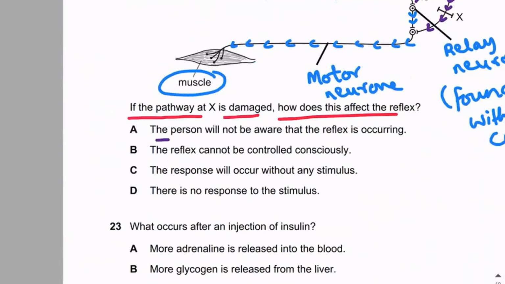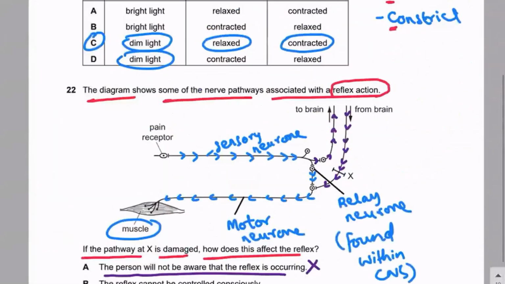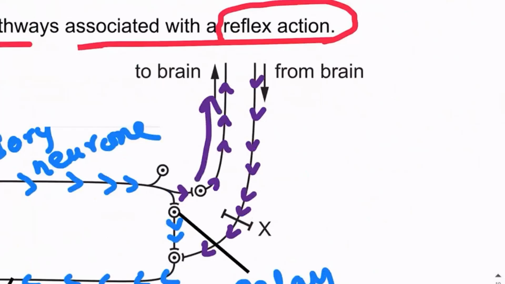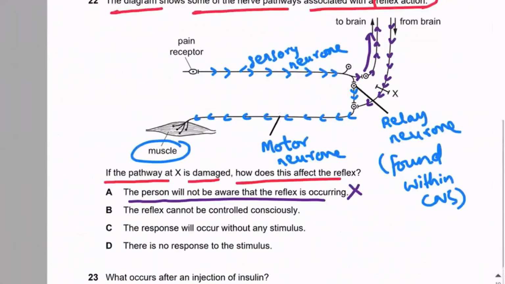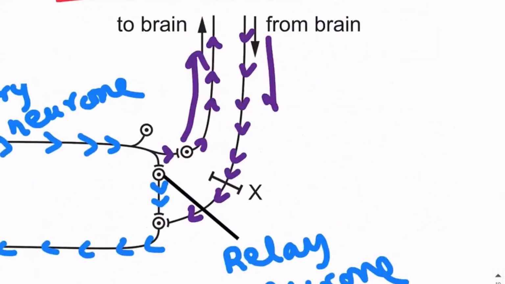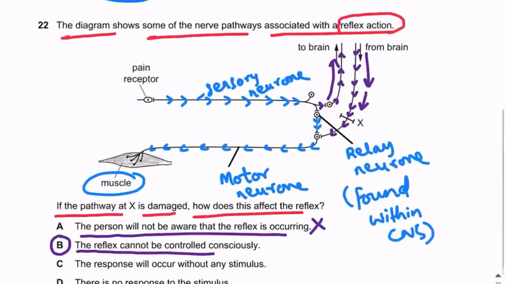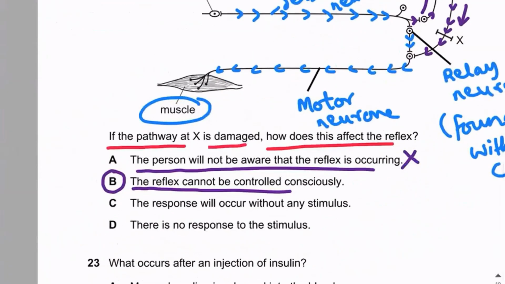The person will not be aware that the reflex is occurring. The person will be aware because senses are going to the brain. Damage is at X. The reflex cannot be controlled consciously. This is true because the conscious input that was coming from the brain is lost because of the damage at X. So option B is true. The reflex cannot be consciously controlled.